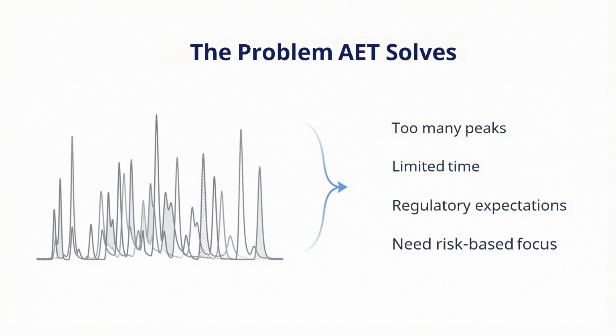Picture yourself looking at a chromatogram after an extractables study. You don't see 5 peaks, you see 50, sometimes hundreds. Now imagine investigating every single one of those. It would take months, it would drain resources, and most of those compounds would never pose any real risk. At the same time, regulators expect a scientific justification for what you choose to report and what you ignore. So we need focus. We need prioritization. We need a risk-based approach. And that's exactly the problem AET was designed to solve.